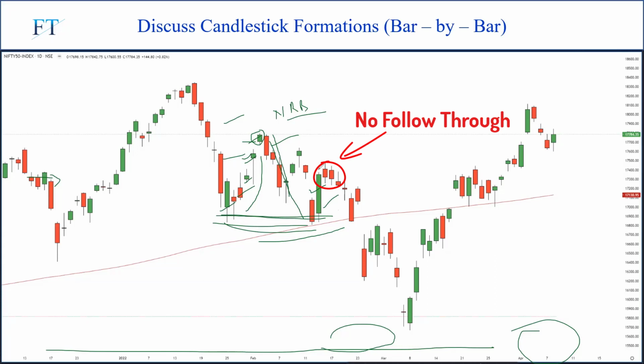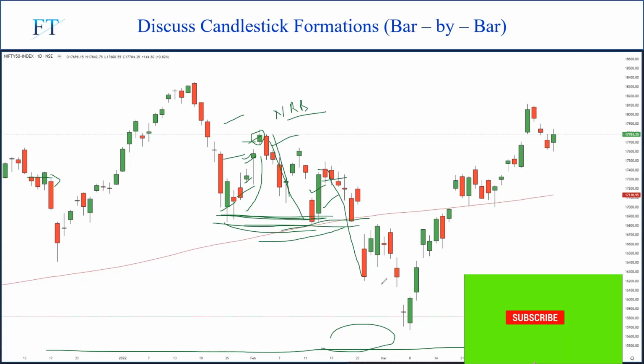But again, does it have a follow through? It doesn't have the follow through, right? And because this wide range bar failed to have a follow through, the prices moved down further. They broke this support zone here. They came below the rising 200 MA, right? And we have seen the market going further down and down.